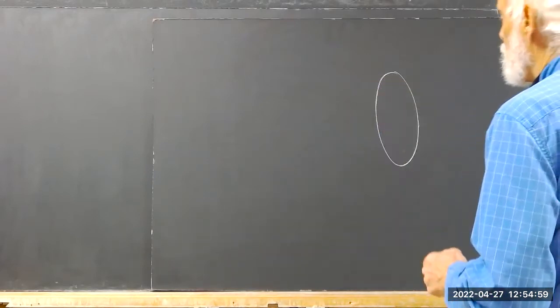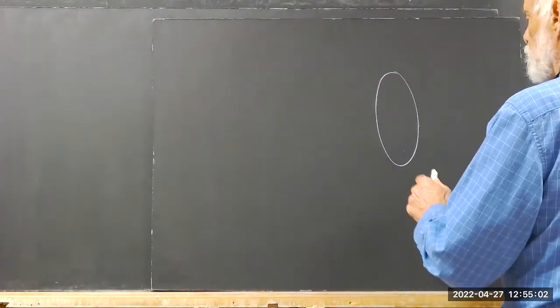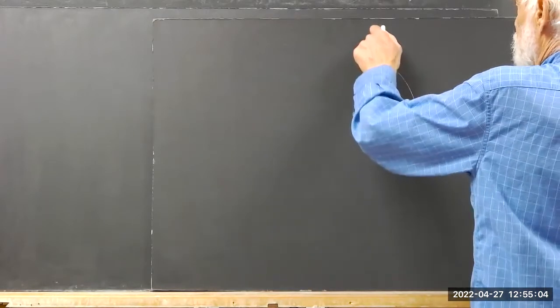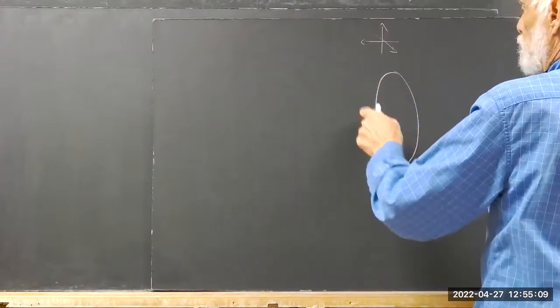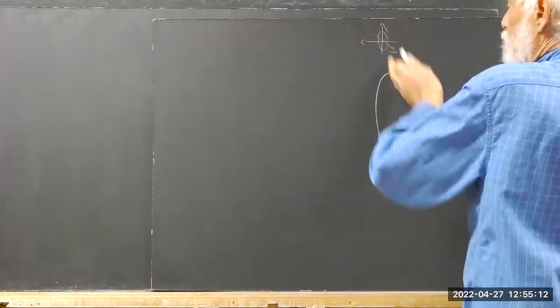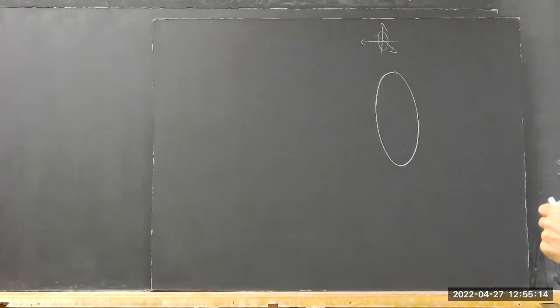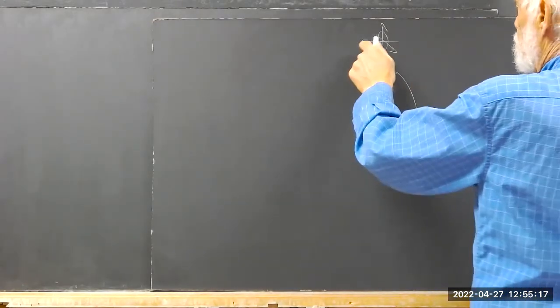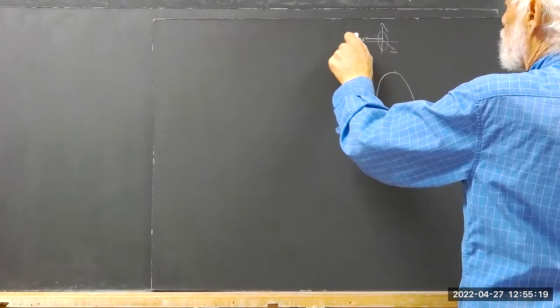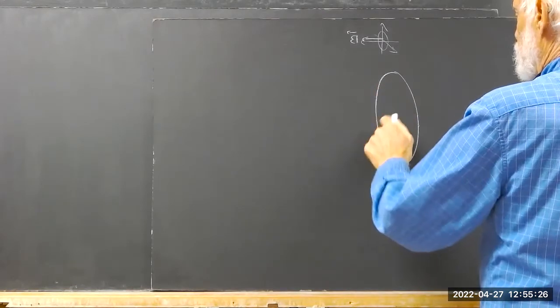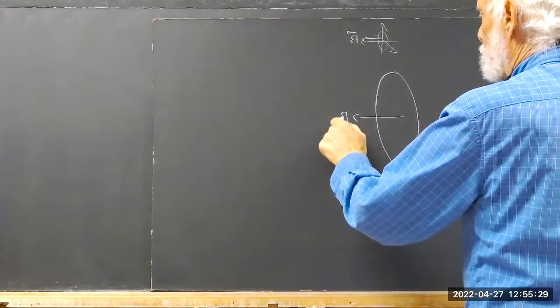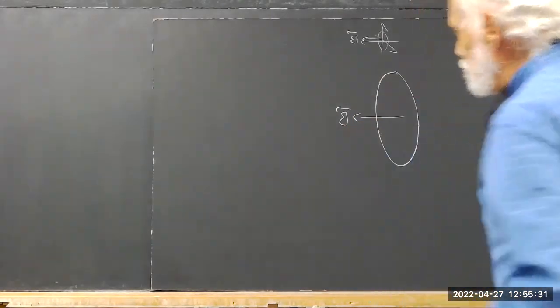So we have this loop, and we've got a magnetic field. Let's sketch a set of coordinate axes so we know the direction in which we're viewing this. This loop is in the X and Z plane, and we've got a magnetic field in the Y direction. And it's more or less uniform through this whole loop.